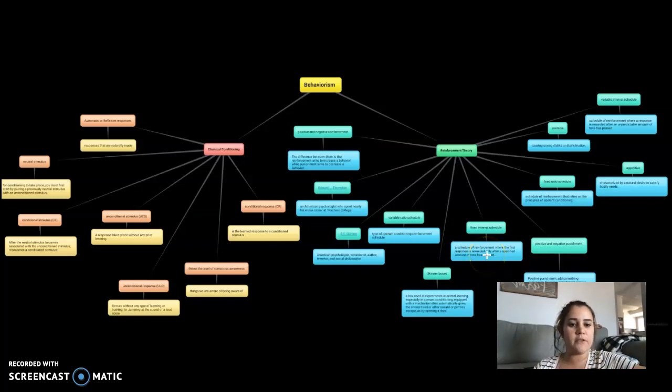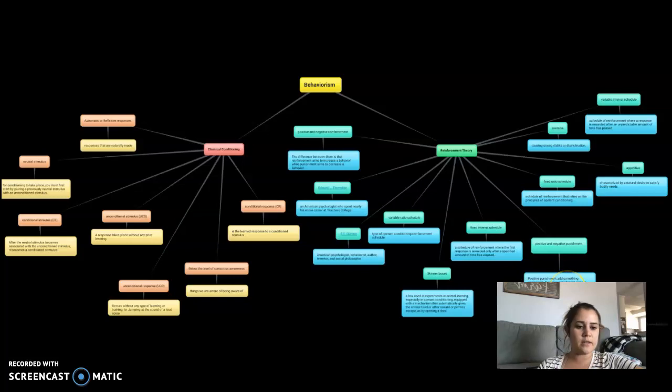And then fixed interval schedule is a schedule of reinforcement where the first response is rewarded only after a specific amount of time has elapsed. So again, that's just a fixed interval schedule. And then positive and negative punishment, it's not the same, but it's kind of the same as the positive and negative reinforcement.